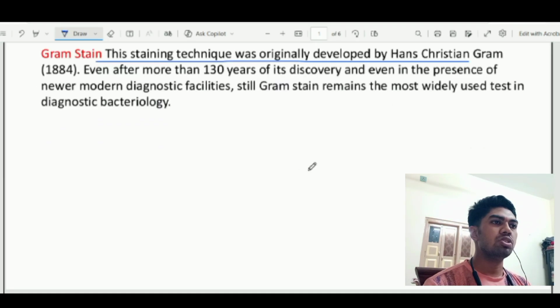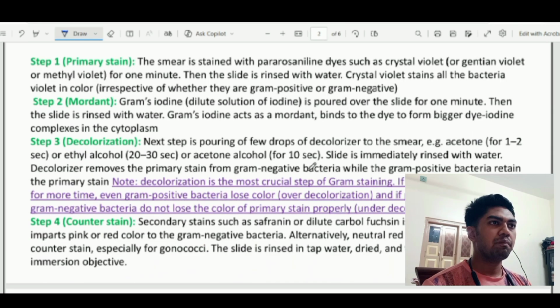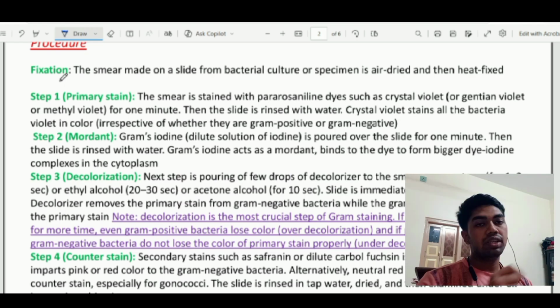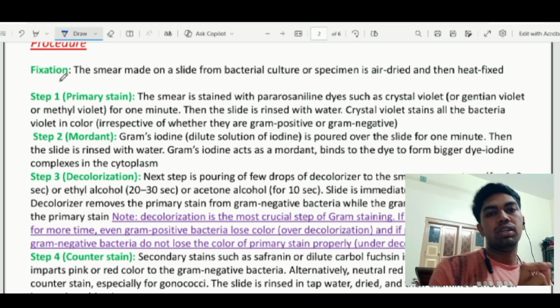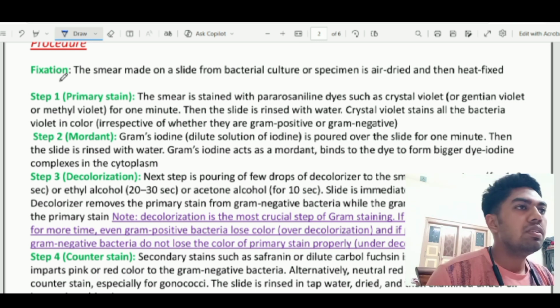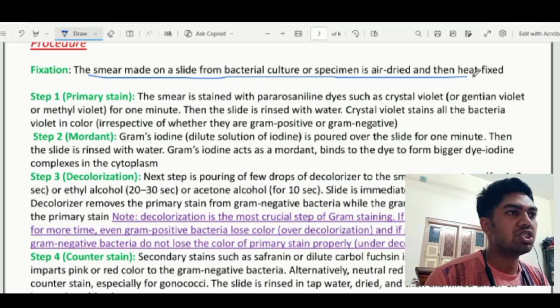Let's discuss the procedure. What is the procedure of gram staining? First, we have to fix our slide. When we are making the slides from the sample, we have to fix it by heat fixing. The smear made on the slide from bacterial culture or specimen is air dried and then heat fixed.